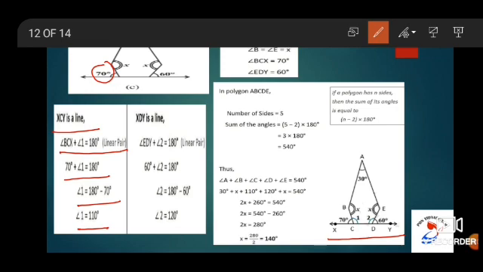Similarly, look at the other line, XDY is also a line. There also again you can use the same linear pair, that is EDY. The value for this EDY, that is 60, plus angle 2 is 180. So 60 plus angle 2 is 180 means the value for angle 2 is 180 minus 60. So the value for angle 2 is 120 degrees.